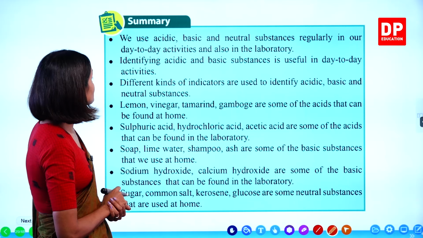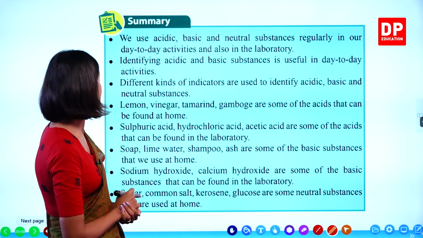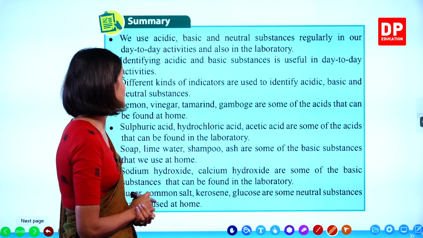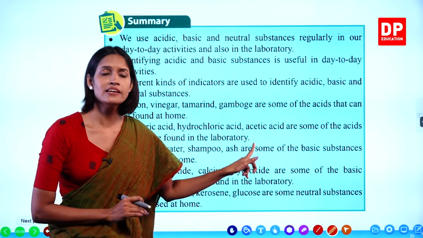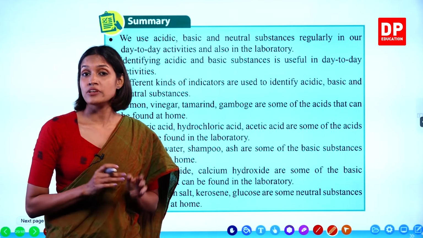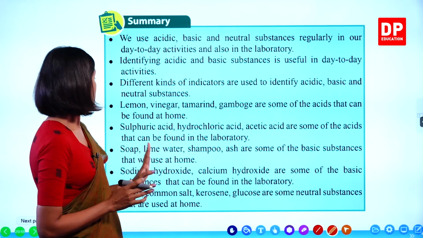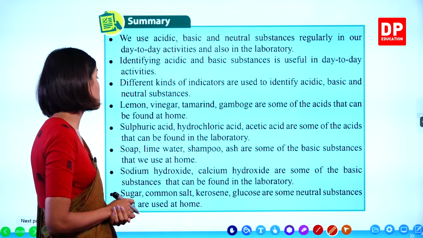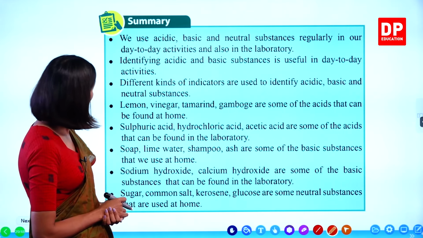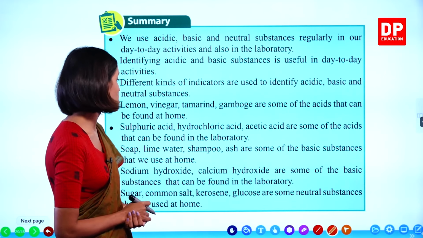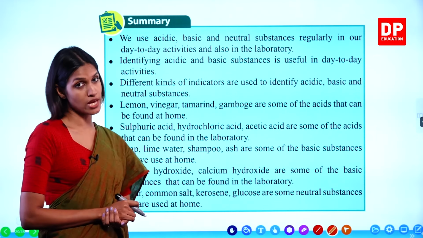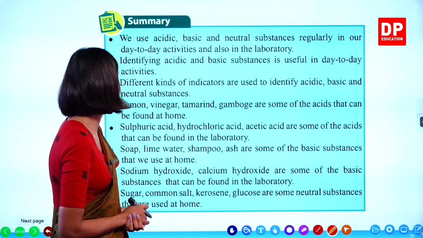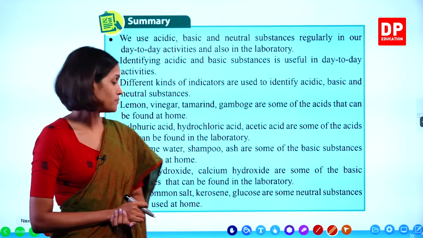And lemon, vinegar, tamarind, gamboja, some of the acids that can be found at home. And sulfuric acid, hydrochloric acid, acetic acid. What is acetic acid? Acetic acid is the acid that we can find in vinegar, right? So sulfuric acid, hydrochloric acid, acetic acid are some of the acids that can be found in the laboratory. And soap, lime water, shampoo, ash are some of the basic substances that we use at home. And sodium hydroxide, calcium hydroxide are some of the basic substances that can be found in the lab, okay?